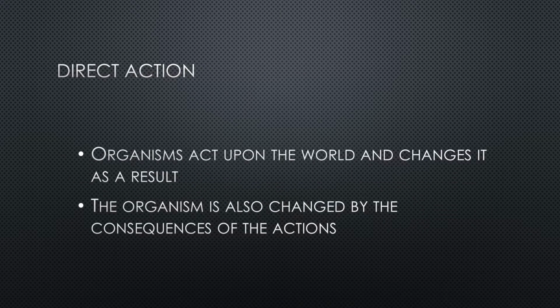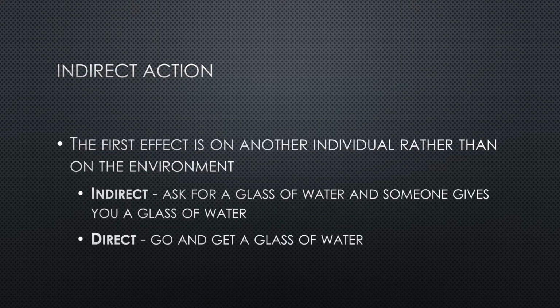A lot of human behavior is direct acting. The organism acts upon the world and changes it as a result. The organism is also changed by the consequences of the actions. However, humans in particular also act indirectly upon the environment. In the case of indirect actions, the first effect is on another individual rather than on the environment.